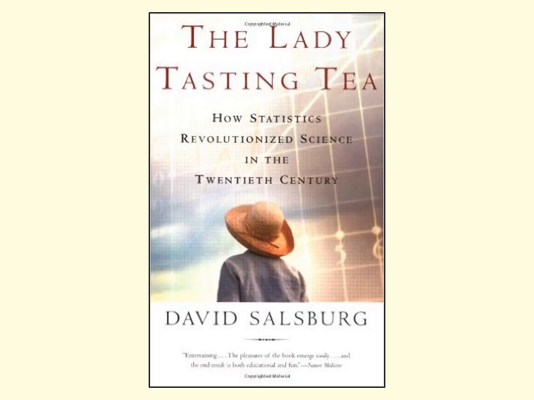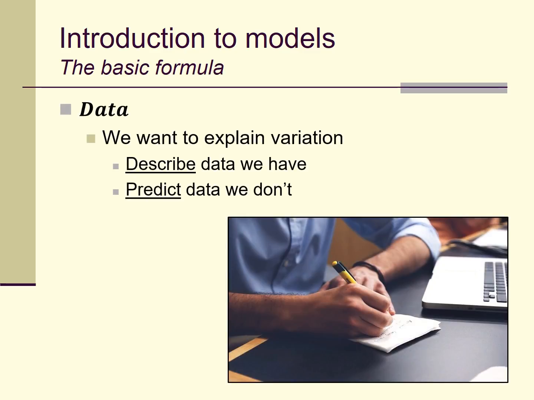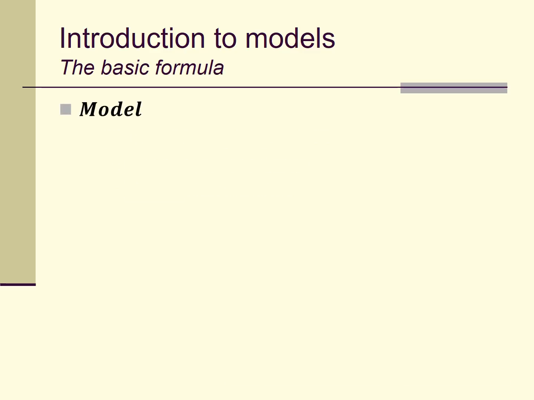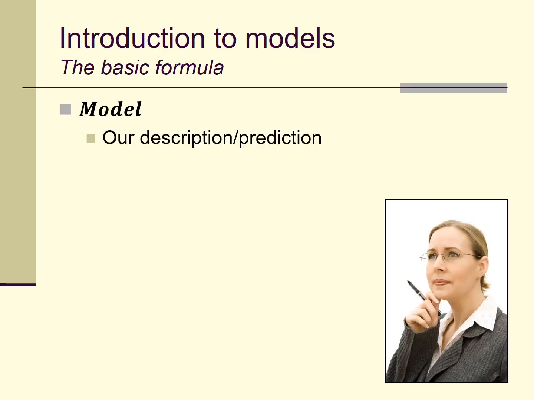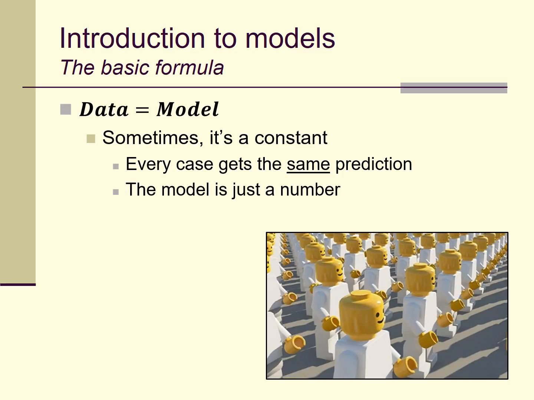So just to bring it back to our basic formula again, data is the variation that we observe. We want to describe that data that we have, that variation that we have in our sample. We want to predict or estimate variation in the population. How do we do this? Well, we make a model of some sort, and the model is just our description or prediction about the data. And sometimes in psychology, that model is just a constant, a particular fixed value that is applied to every case in our data set. So in a sense, every case gets the same description, or every case gets the same predicted value, just a fixed number.